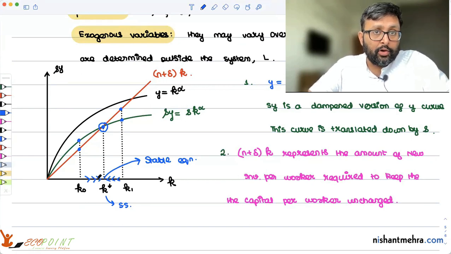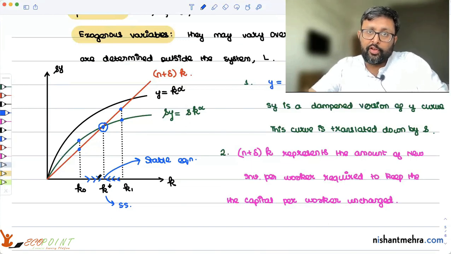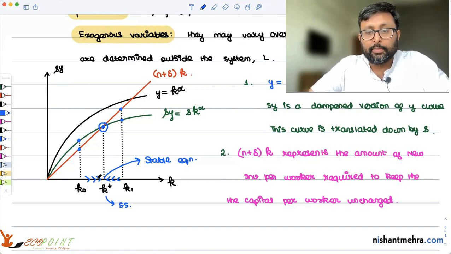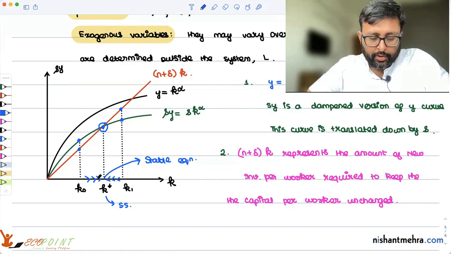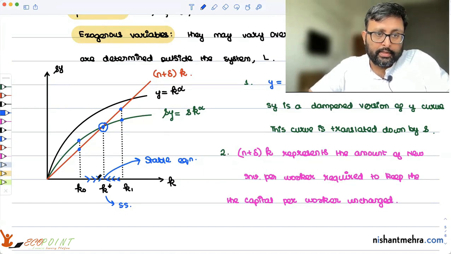What is an unstable equilibrium? You move away from an equilibrium. So if you start from the left, you move further away from the steady state. You start from the right, you move further away from the steady state. So that is what the unstable equilibrium is. But that's not what we are doing right now. I'm just telling you that this is the way you solve. This is the Solow diagram.